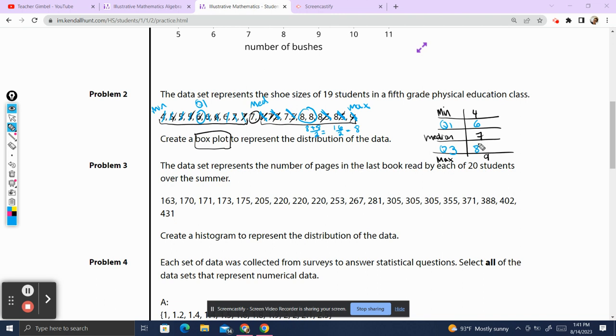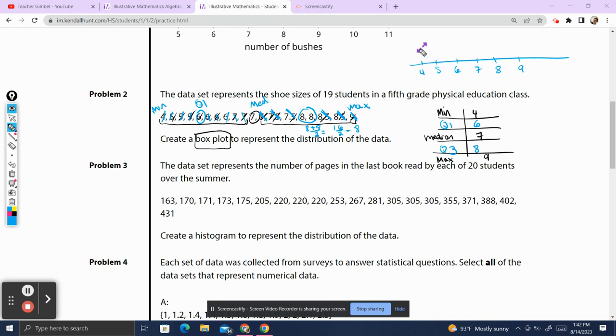Now we did the hard part, now it's the easy part. I like making a number line. My number line is going to start with my lowest value, and I'm going to just count up to my highest value. Here, my lowest and my highest value are pretty close, so I'm just counting by ones. But sometimes you might need to count by twos or fives or tens.